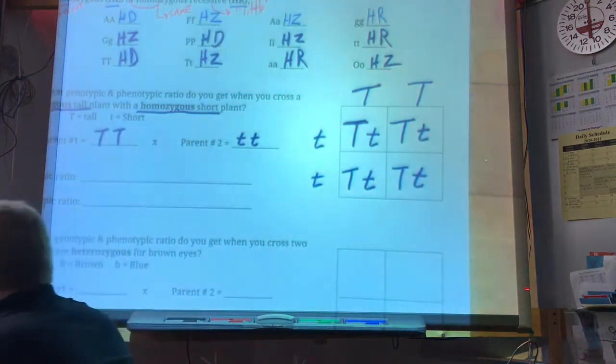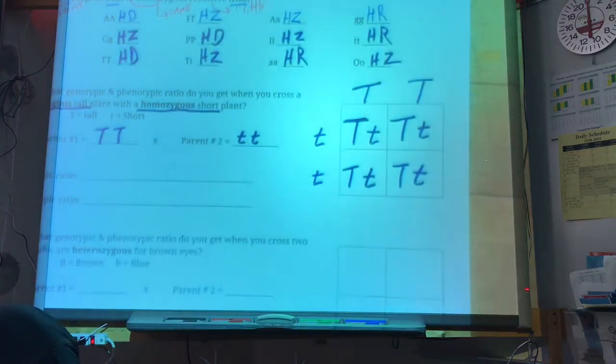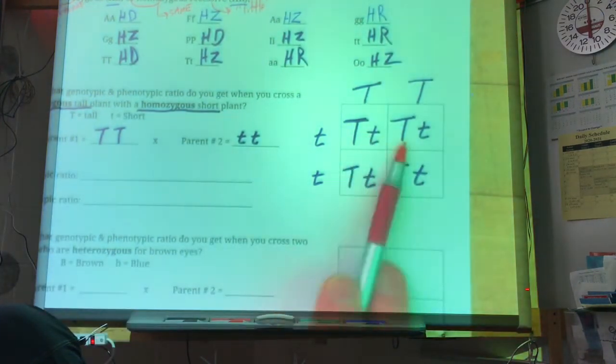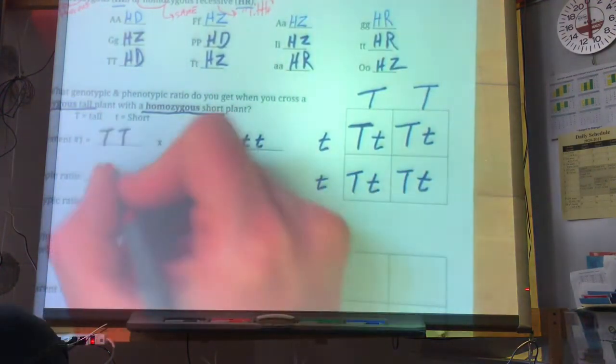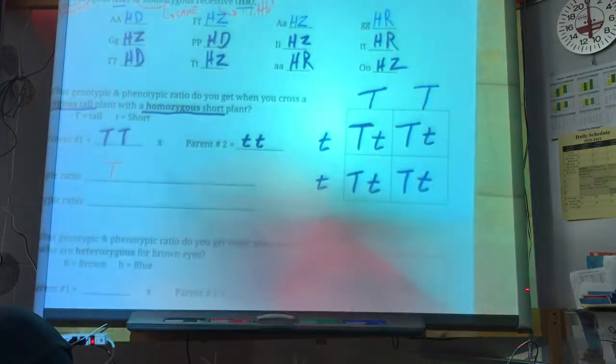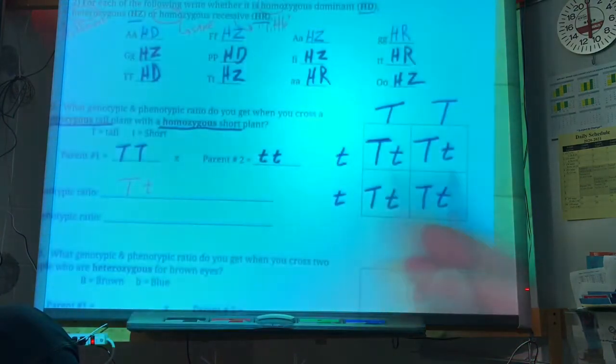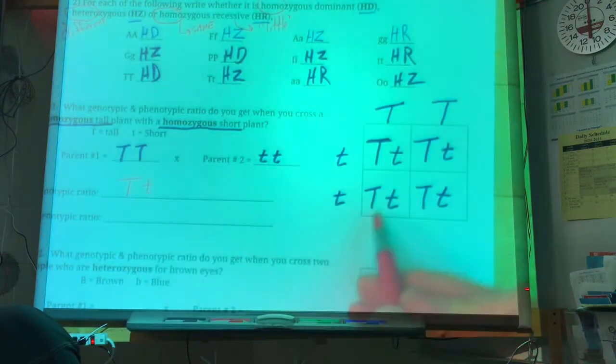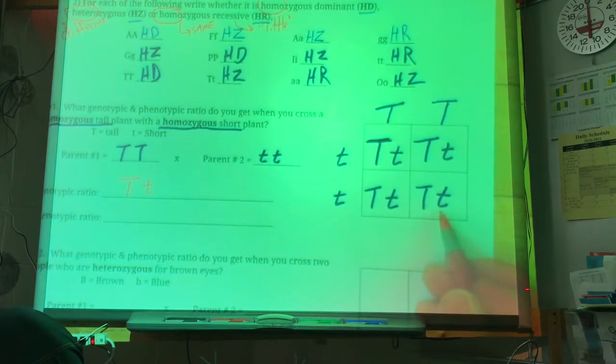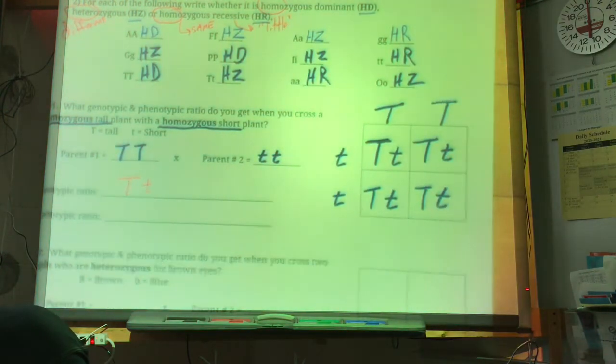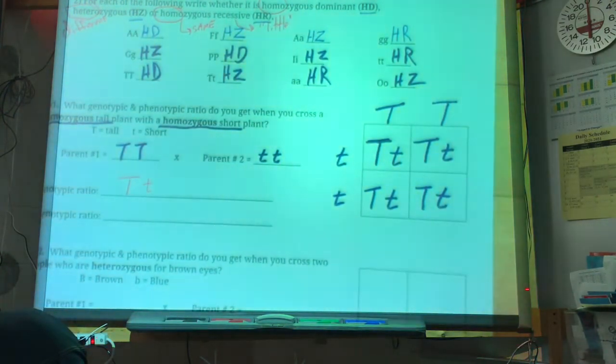I hope. Now, genotypic and phenotypic ratios. The genotypes are the letters: what are all the different letter combinations that we could get in this Punnett square? Well, I could get a big T, little t, so I'm going to write that down, or I could get a big T, little t, oh, I already got that. Yep, I got all the possible genetic combinations.